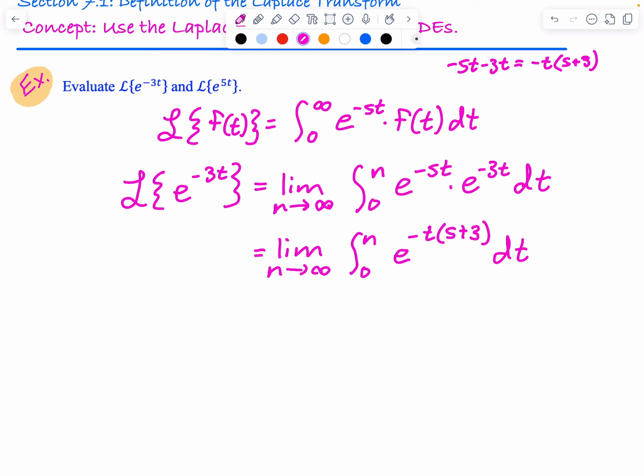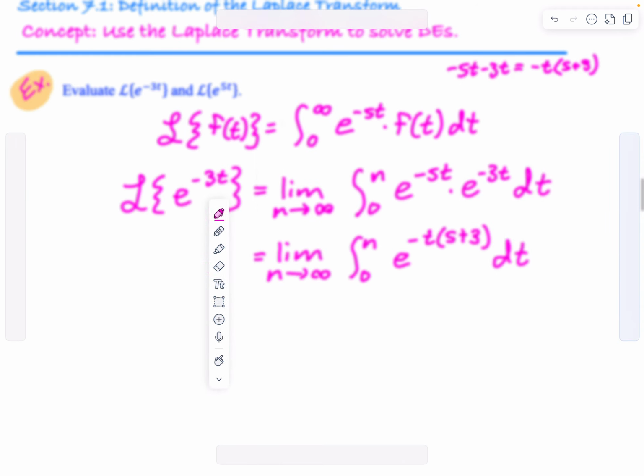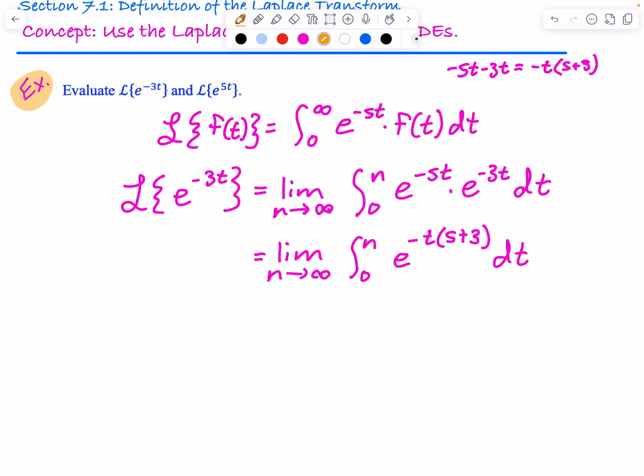Right? So taking this integral, it looks very similar to what our definition is. If you look there, we have e to some power, and then it's just times a 1. So what we're going to do is a u sub. What's really nice is we're not changing t. We're just going to change that u, or the s plus 3. So I'm going to go ahead and put it like this, s plus 3.